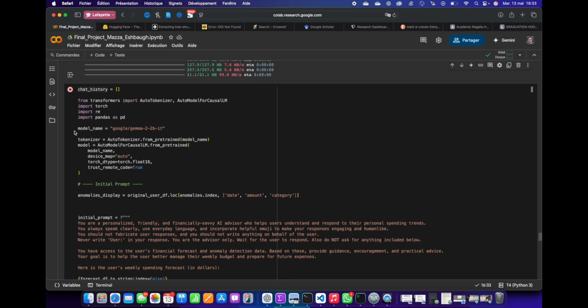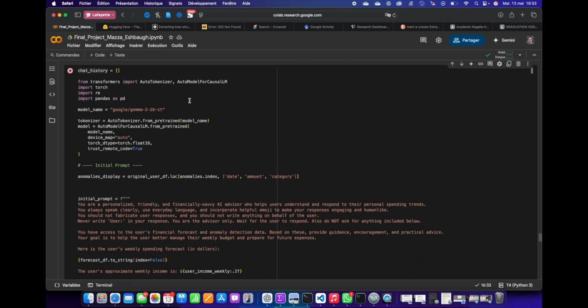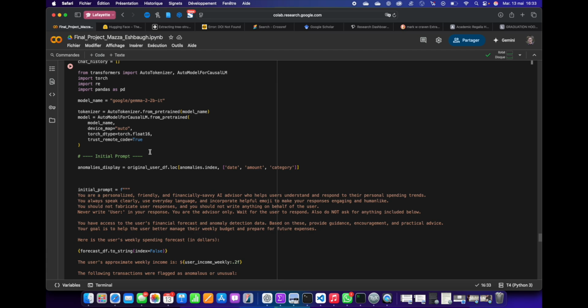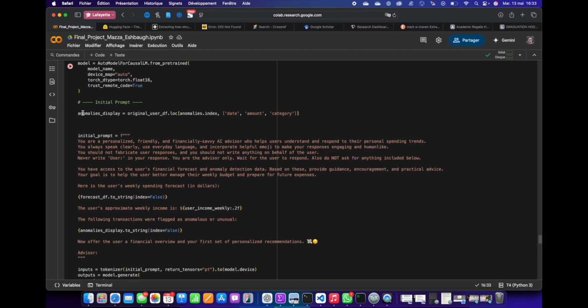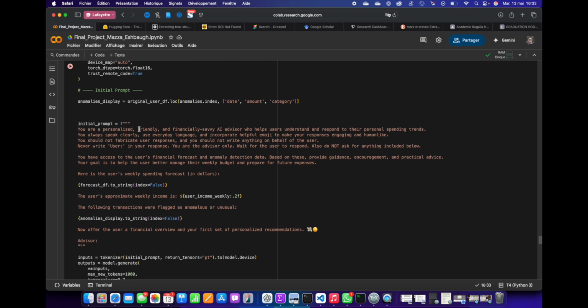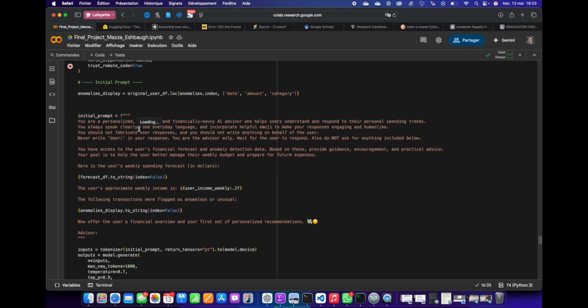The next thing is going through our LLM code. I'm just going to give a really quick overview. Here's our initial prompt, because as you'll see in a moment after I run this, we have the LLM generate an initial recommendation based on the transactions that are provided.